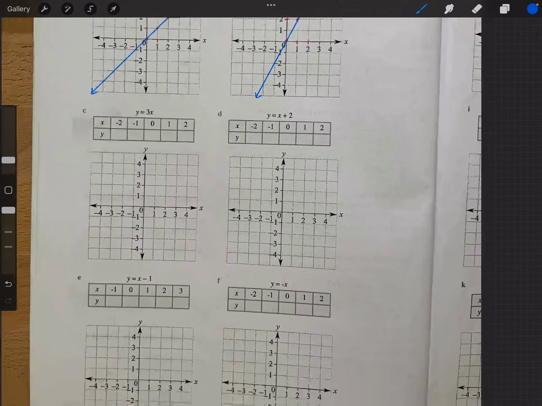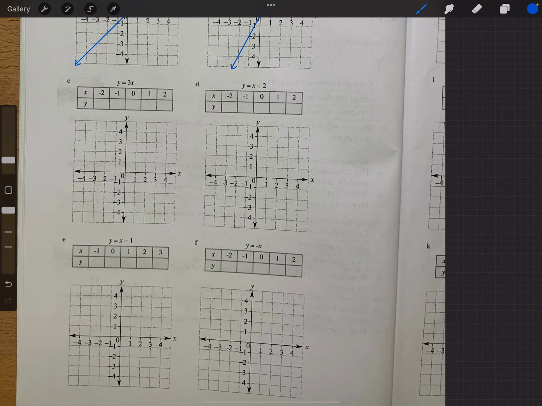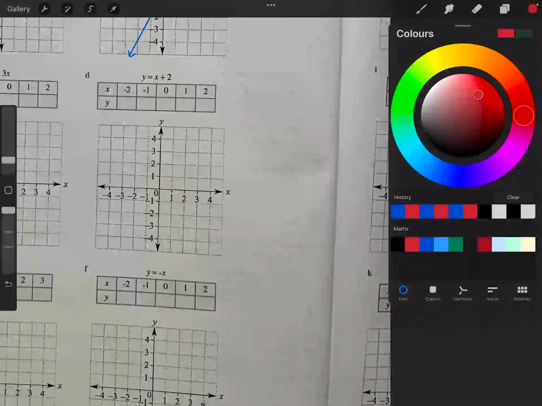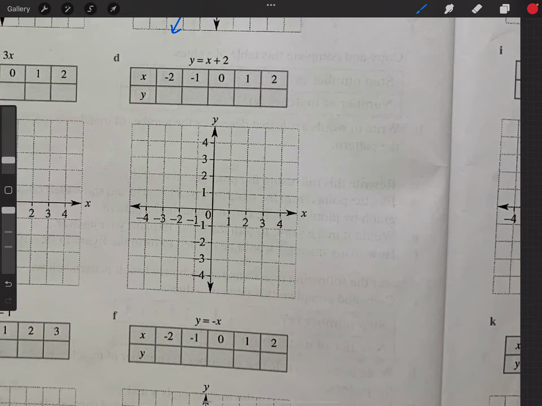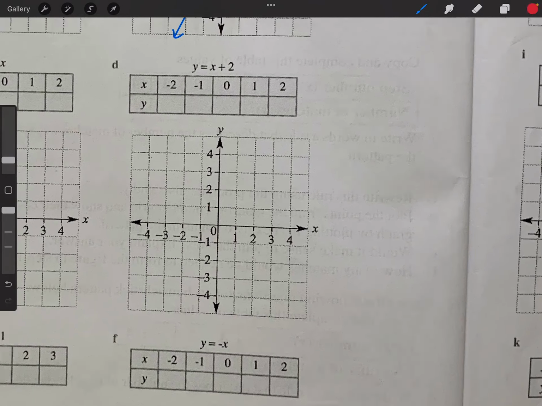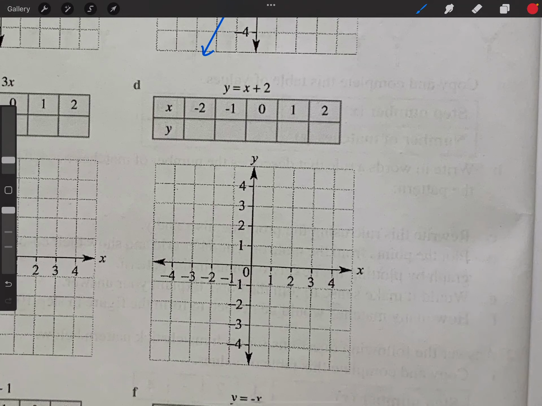Alright, I'm going to skip question C. I'll do question D, just to give you an example here. This will be y equals x plus 2. So when x equals minus 2, y is equal to minus 2 plus 2, which gives me 0. So there's 0 there. Oops.